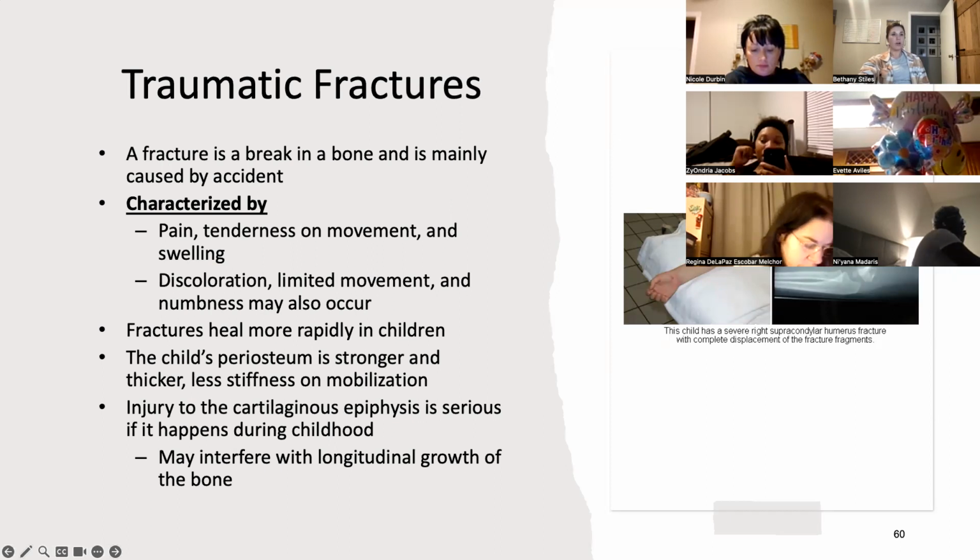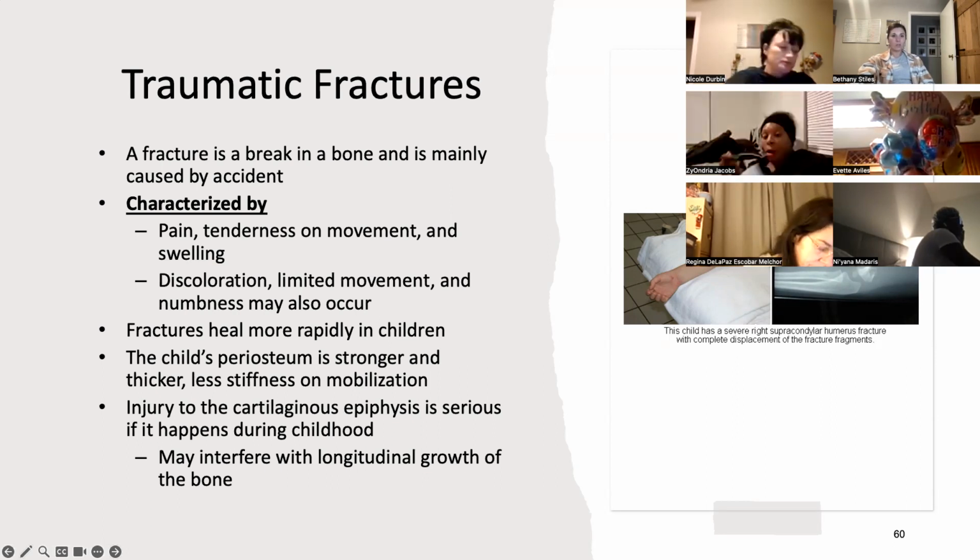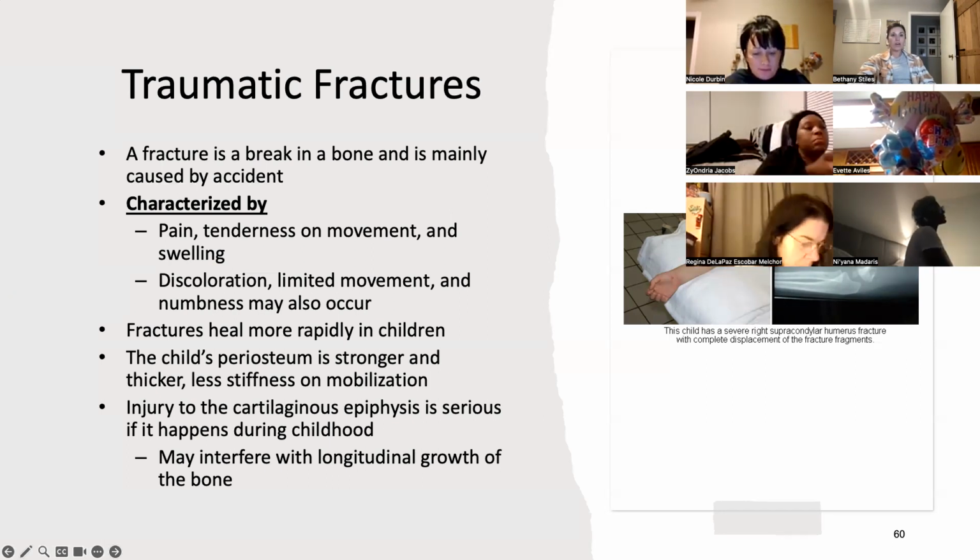Traumatic fractures are fractures in the bone caused by an accident. You might have some discoloration, limited movement, some numbness, also pain and tenderness and swelling. They're going to still heal more rapidly because we've got that increased blood flow. If it would happen at a growth plate, then you can have that interference with the longitudinal growth.